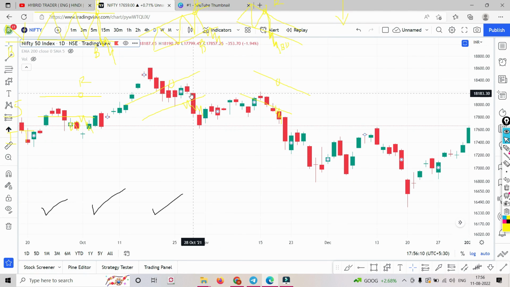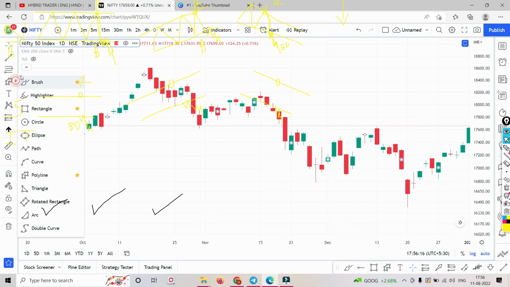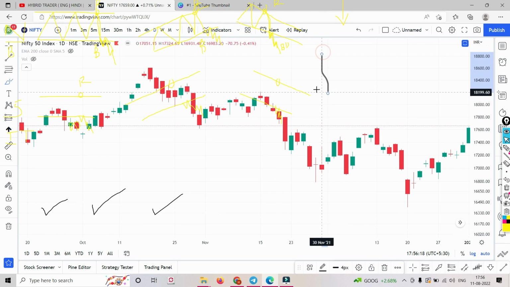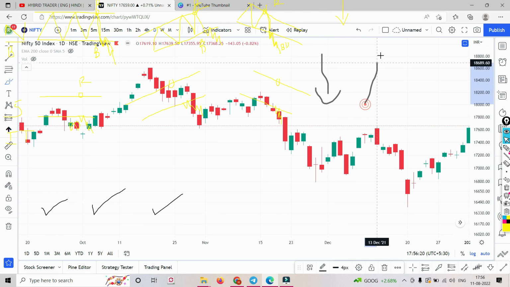Because what does this big red candle mean? Whenever the market falls, what happens? Whenever the market falls, the VIX will increase. All right, so we all know whenever the market falls, the VIX will increase. So what did I say?